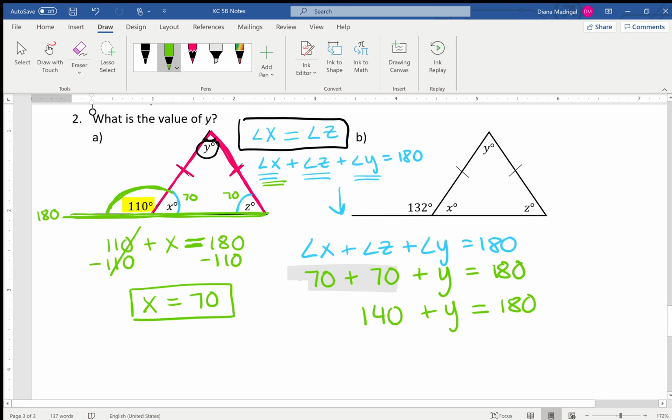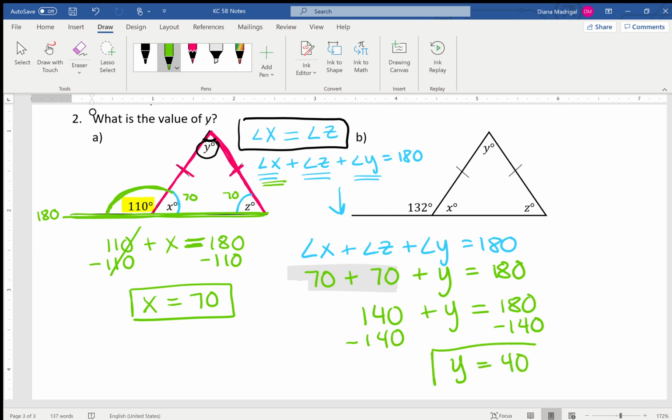To solve for y, I'm going to subtract 140 from both sides, because you have to get rid of the number so you can have y by itself. So y equals 40, because 180 minus 140 gives me 40. This is your final answer. Your question was asking you to find y, so y equals 40. For this one, you have to figure out at least one of the angles inside the triangle first before you can figure out y. Now I want you to try the next question on your own.